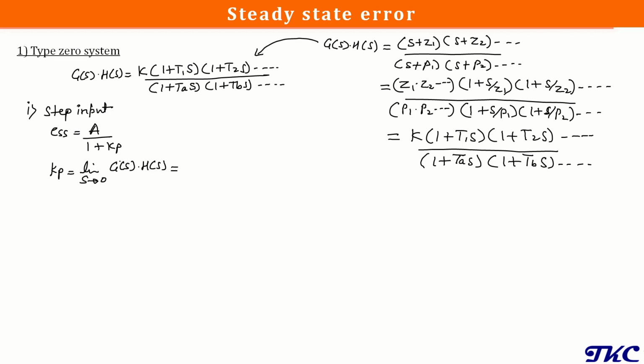Now we have G(s)H(s) as a type 0 system. So we will substitute that here, and apply this limit on it. We can write it as the limit as s tends to 0, and in place of G(s)H(s) we write the type 0 system: K(1 + T1 s)(1 + T2 s) and so on, divided by (1 + Ta s)(1 + Tb s) and so on.